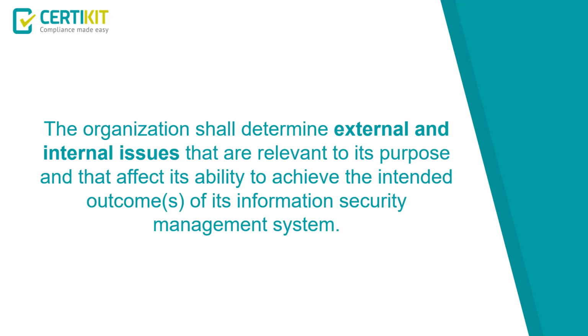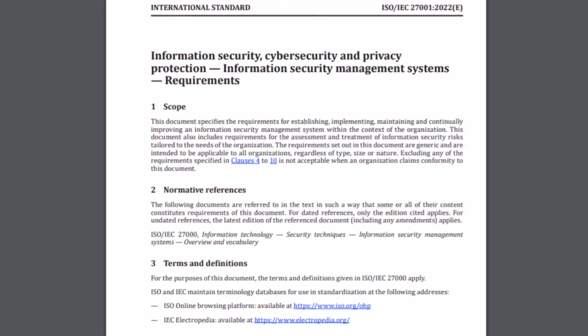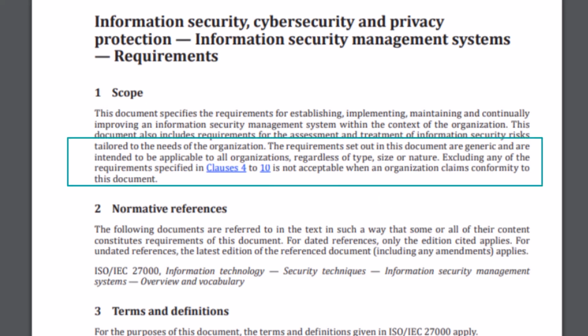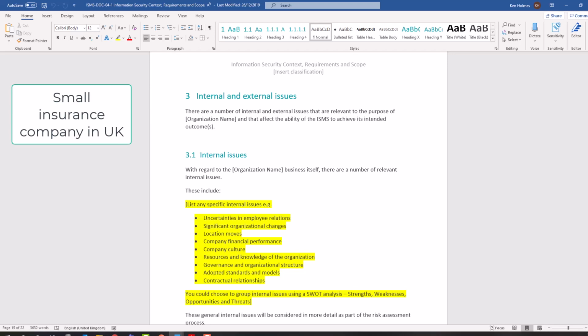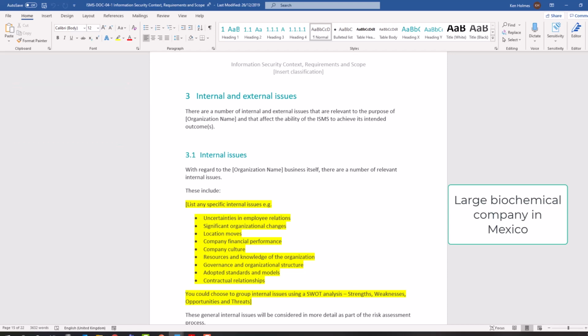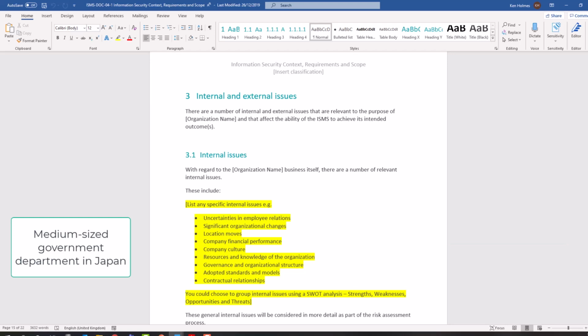This is really asking what's going on within and outside of your organization that could have an impact on what you're trying to do in terms of information security. Because ISO standards are designed to apply to organizations of all types and sizes, in all industries, in all countries, this is where it asks you to get more specific about this particular implementation. For example, the internal and external issues that could affect a small insurance company in the UK are likely to be very different to those that could affect a large biochemical company in Mexico, which again are very different to those of a medium-sized government department in Japan.